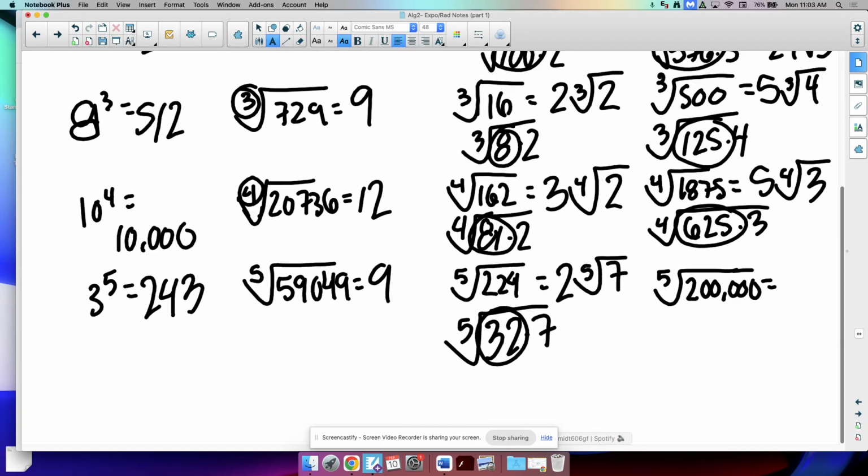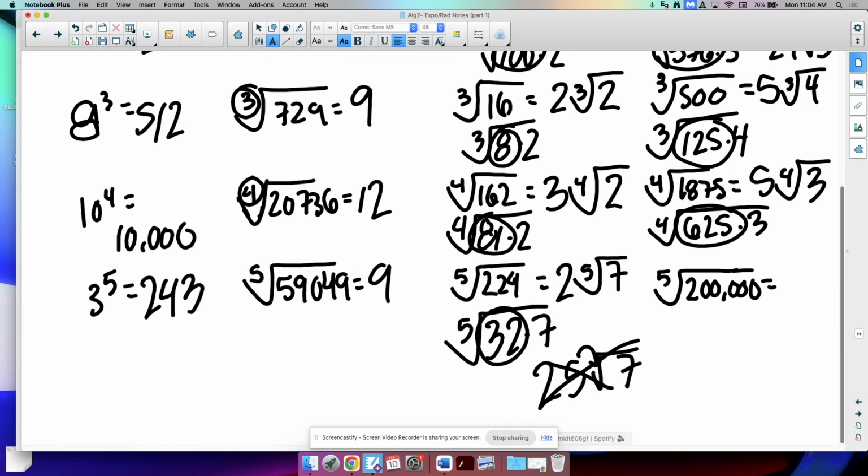Do you guys notice how the 5 is little and it's in the nook? If that 5 is not little and in the nook, it means something different. So if you wrote it like this, that means it's a square root of 7. So that 5 needs to be little, it needs to be in the nook. If it's not little and it's not in the nook, it means something different. So make sure you guys are putting little spots for you to actually write it in there.